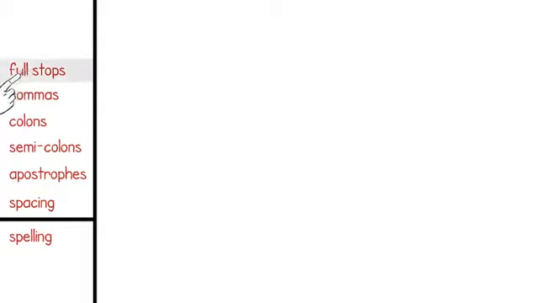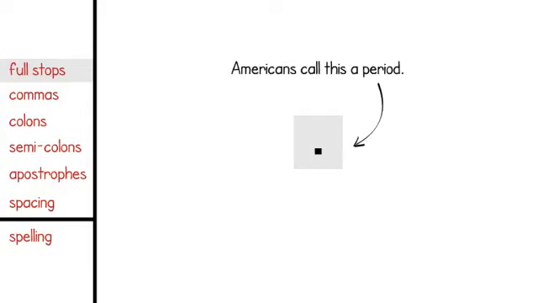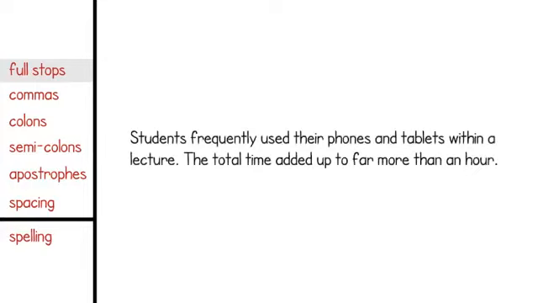Let's look first at the full stops, which Americans refer to as a period. As you probably know, a full stop goes at the end of a sentence to show that the sentence is finished. We also use question marks for questions and exclamation marks for emphasis. Be careful to use the full stop, not a comma, to separate two independent clauses.